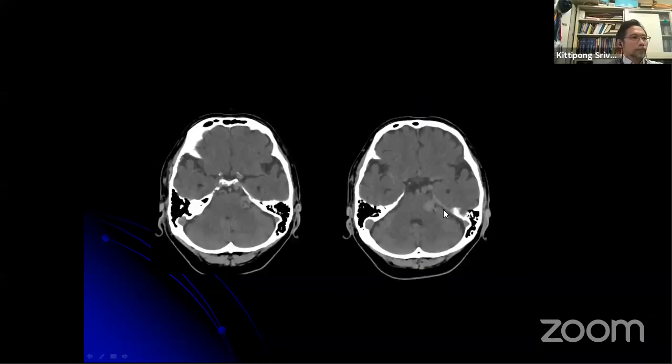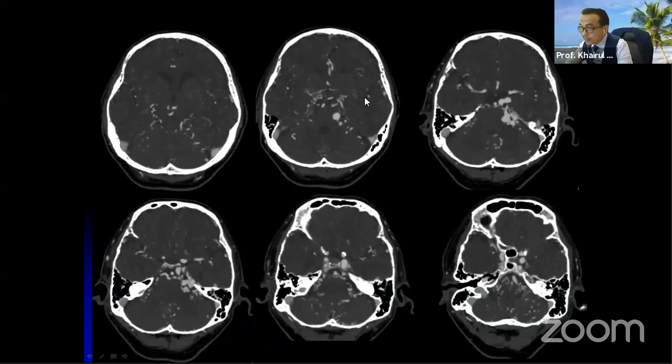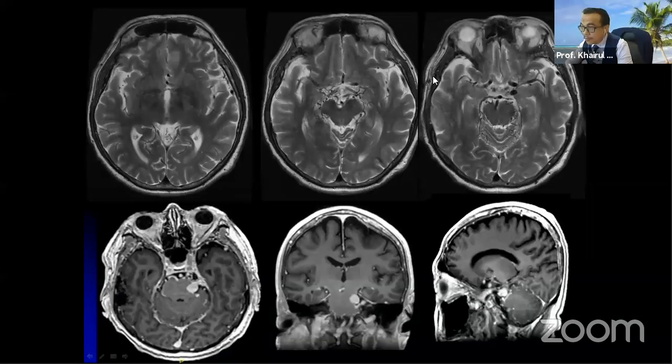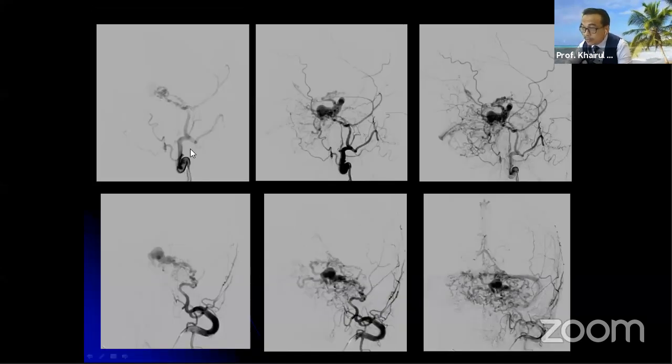This is an interesting case, a dural fistula at the petrous apex. On CT scan, it's very complex, with a large venous varix. This is the MRI. We also have cortical venous reflux. There's a venous varix compressing the pons. So this is the angiogram. You can see this is the branch from the meningeal artery.